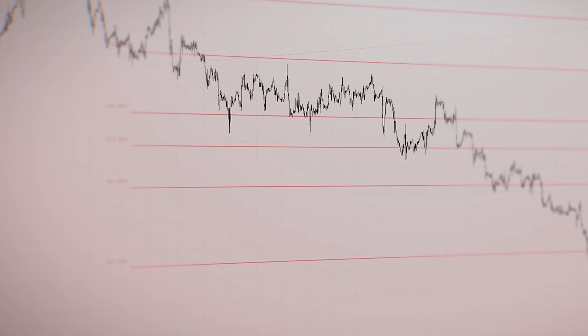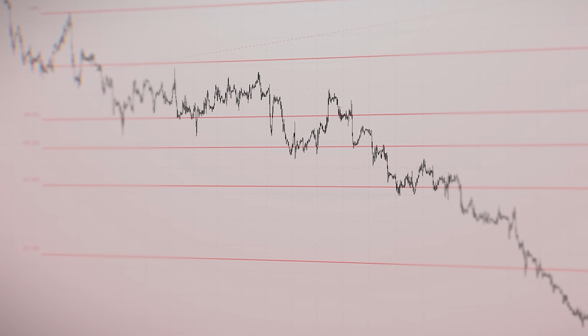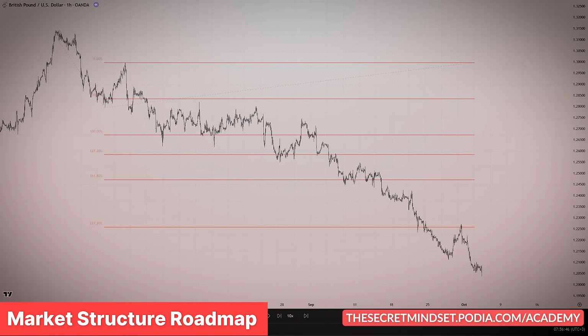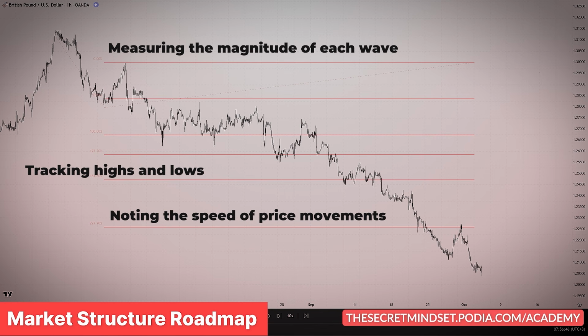So while the price action might seem chaotic at times, market structure can give you a roadmap to follow. By tracking the progression of higher highs and lows, measuring the magnitude of each wave, and noting the speed of the price movement, you can assess the health of the current trend. Combine that with trend-based Fibonacci extensions, and you've got a solid foundation for reading future price action.